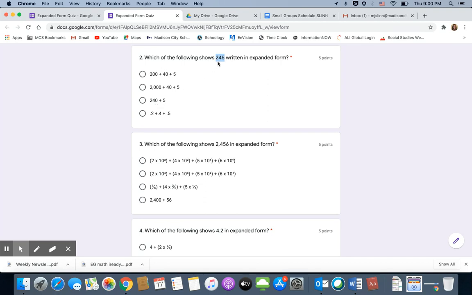Expanded form should separate hundreds, tens, and ones. So this is not correct because in this answer choice only the ones are pulled out, but the hundreds and tens are still together.